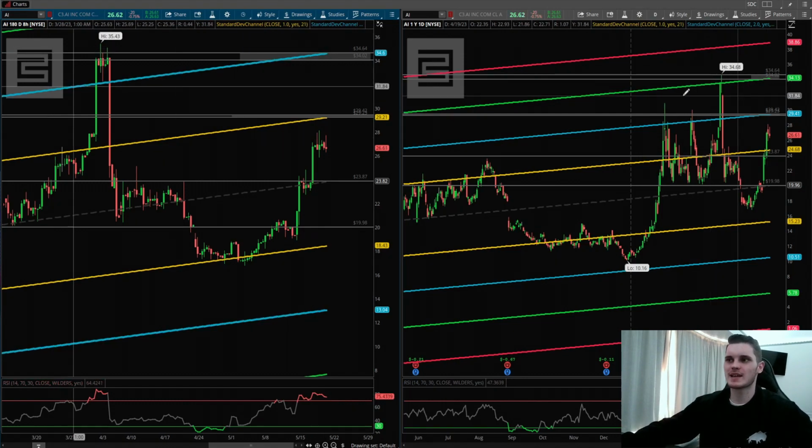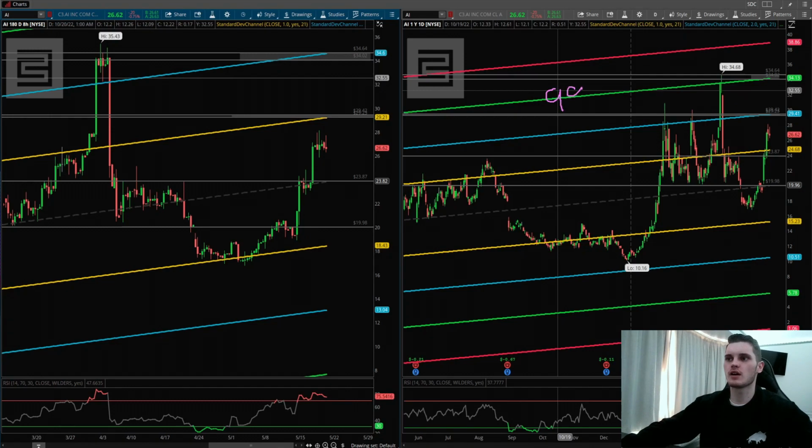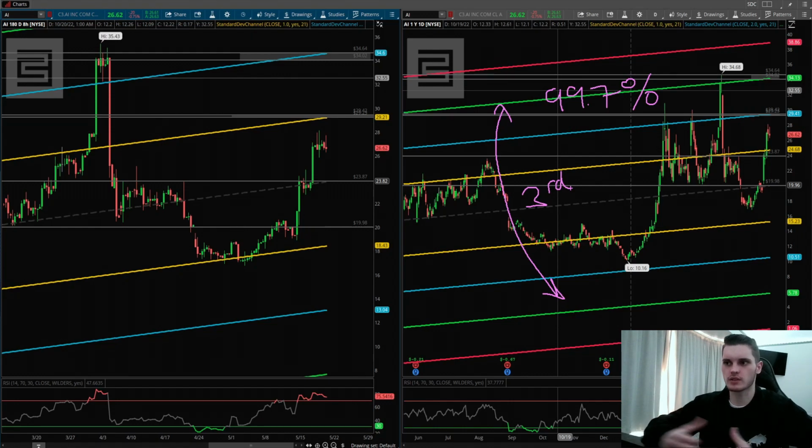Now, if you understand standard deviations, you should know 99.7% of the data trades within these green lines, the third deviations. Again, that's never going to be 100% accurate. We are trading the stock market, but it does tend to hold up quite well. You don't tend to see stocks trade outside of those ranges, and even if they do, it's very short-lived.